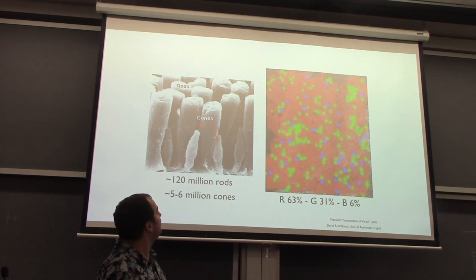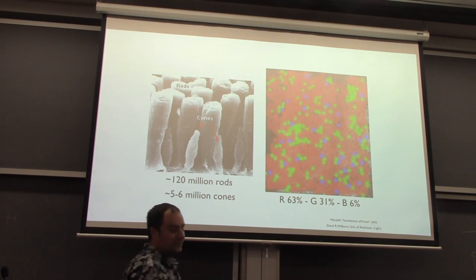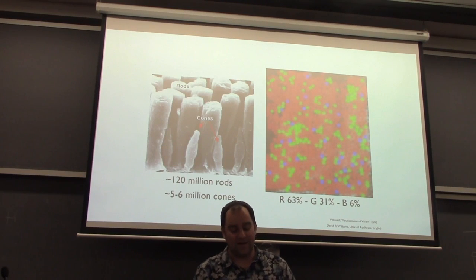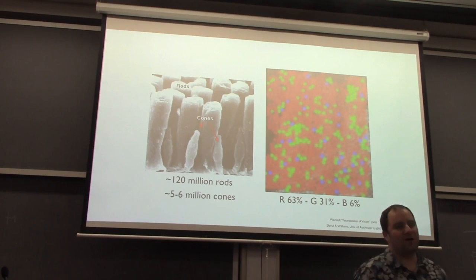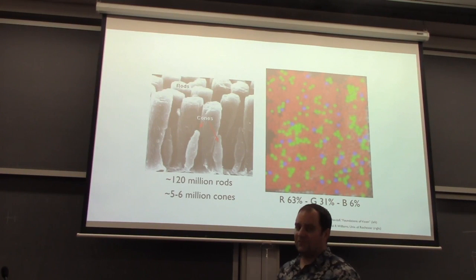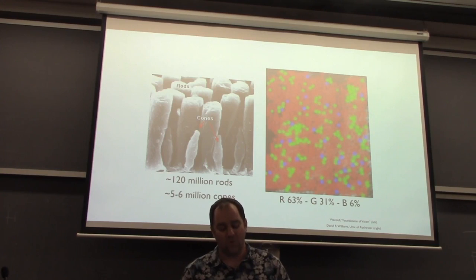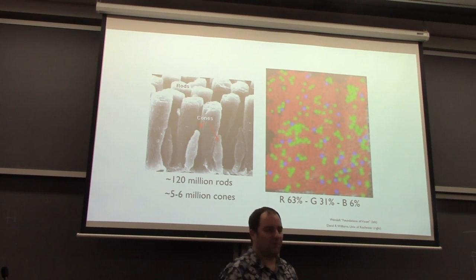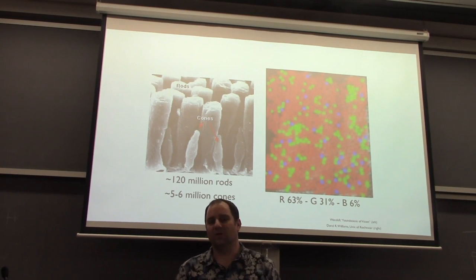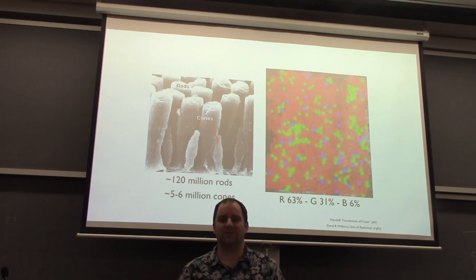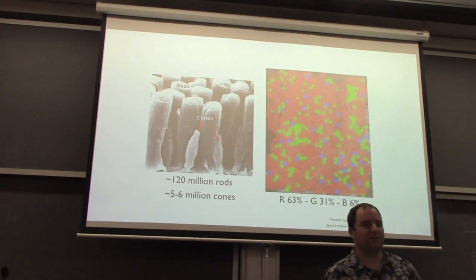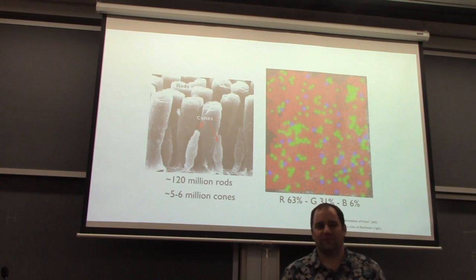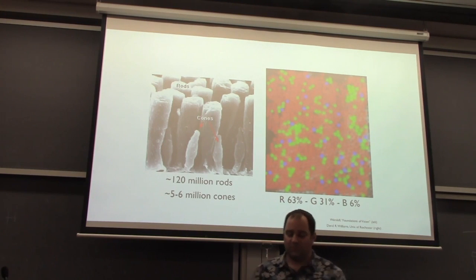How does it look under an electron microscope? You can see the cones are much smaller and the rods are much bigger here. We have a couple of different cones, and they are sensitive to different frequencies of light. We have the most red ones, fewer green ones, and the fewest blue ones. So we're kind of weak at discovering blue shades, which probably has an evolutionary reason: there's not a lot of blue in our environment. If you go into a natural environment, like a forest, you won't see a lot of blue there.